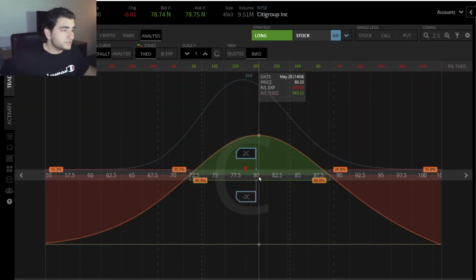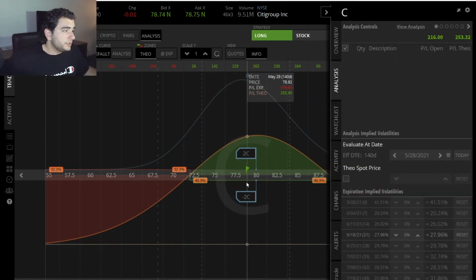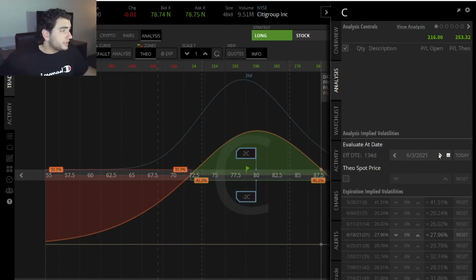So this is the risk profile of this trade, and let's pull up the evaluate at date feature on Tastyworks. So right now it is May 28th, 2021. Let's see what it looks like next Friday.